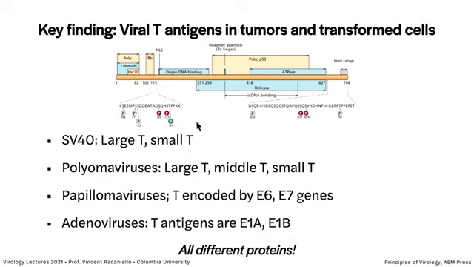A key finding was the presence of T antigens, both in tumors and in transformed cells. This is now why you learn why they're called T antigens. We've talked about SV40 T antigen, right? It was first called T for tumor because people were studying these virus-induced tumors and transformed cells.